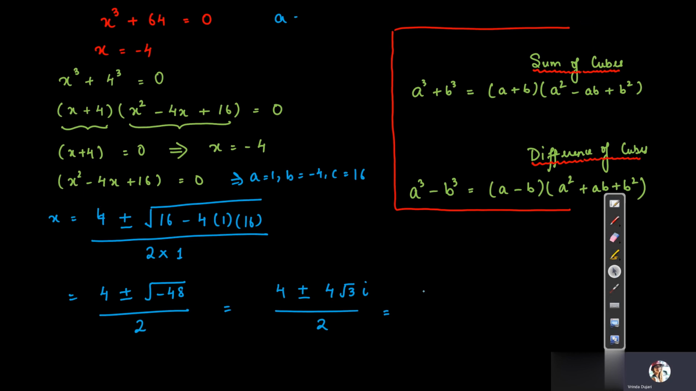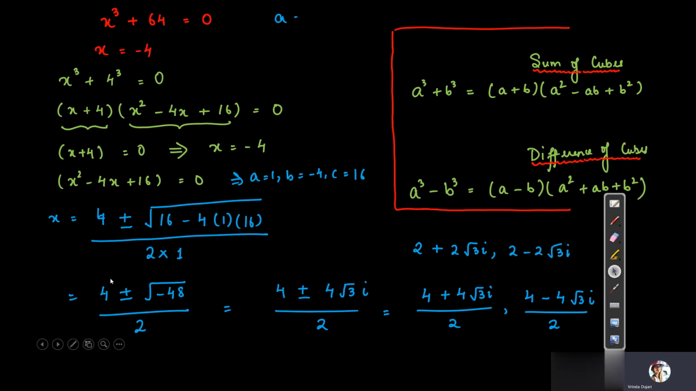So now we'll get two roots, 4 plus 4 root 3i over 2, and second will be 4 minus 4 root 3i over 2. And we can simplify this. 4 divided by 2 will be 2. This divided by 2 will get 2 root 3i, and second root will get 2 minus 2 root 3i. So these are the two roots, and we have our final answer. So what are the three roots? Negative 4. Yes. 2 plus 2 root 3i. Yes. And then 2 minus 2 root 3i. Yes. Okay. So this is how we can solve a cubic equation.